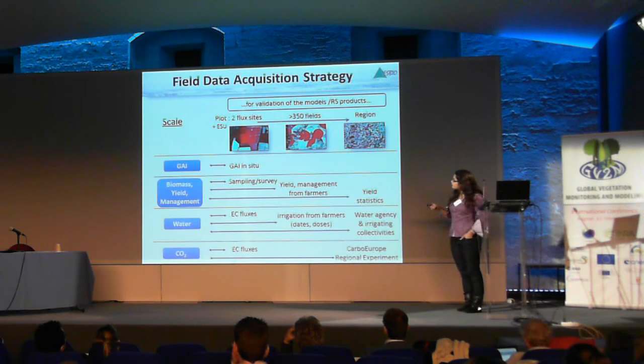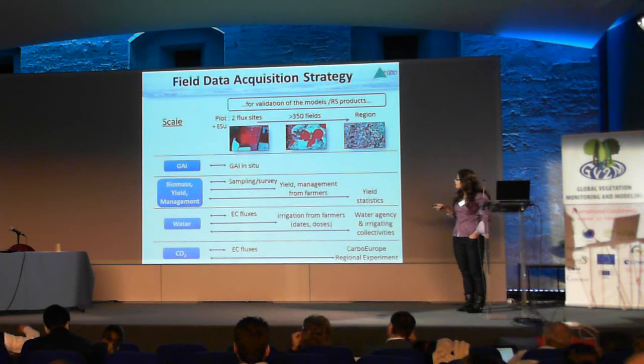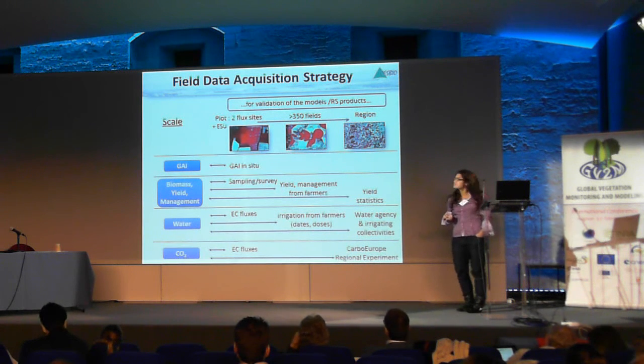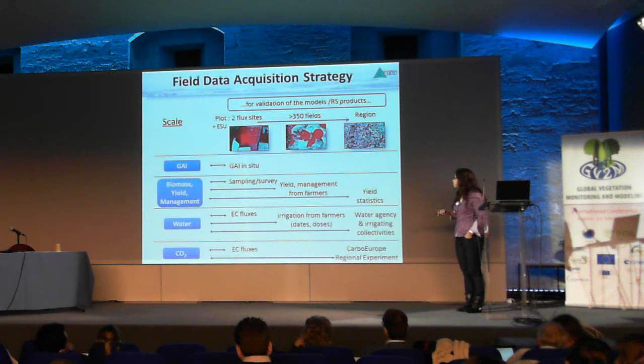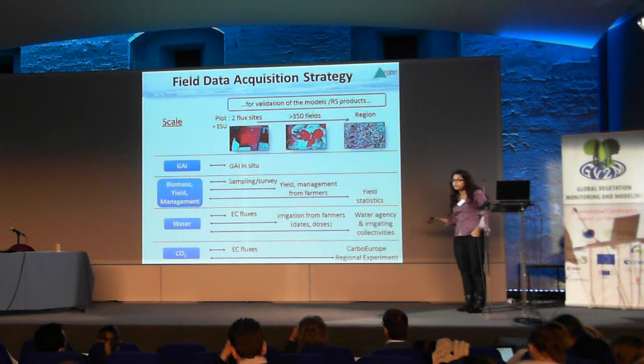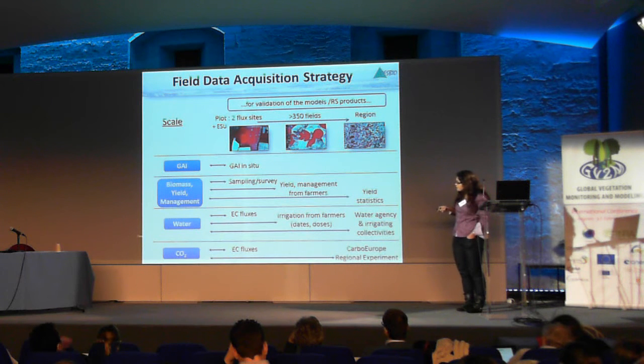So we try to have this field data to validate our model outputs. If you look at the variables we're interested in, we have, for example, the GAI. We will have data from our experimental sites and from some intensive field campaigns to validate our outputs. Then for the biomass, we have some sampling from these field campaigns, and at an intermediate scale, we can compare the yield with the farmers' information. At a regional scale, we will compare this with the statistics provided by the government.